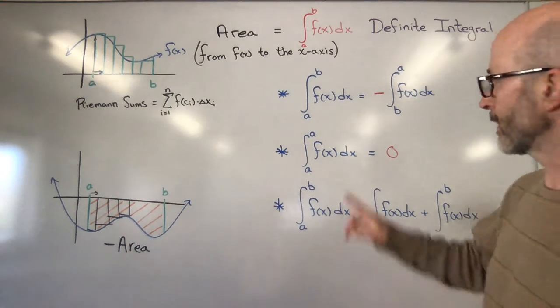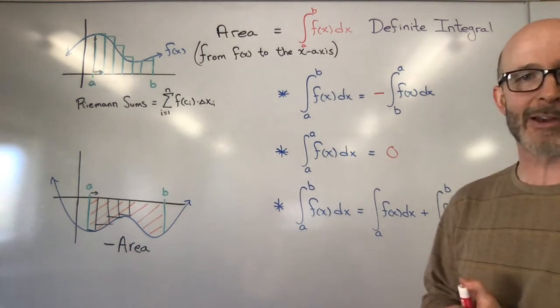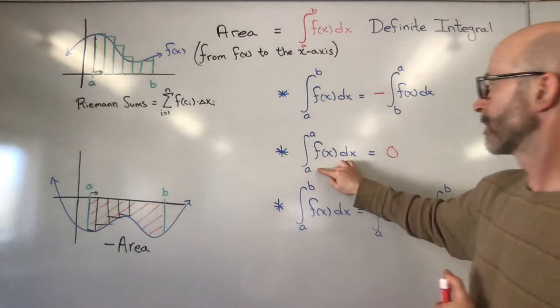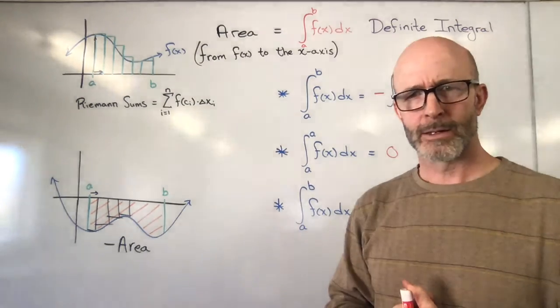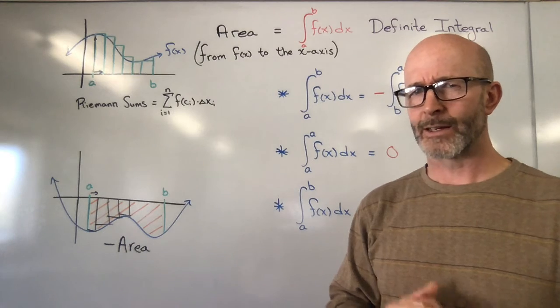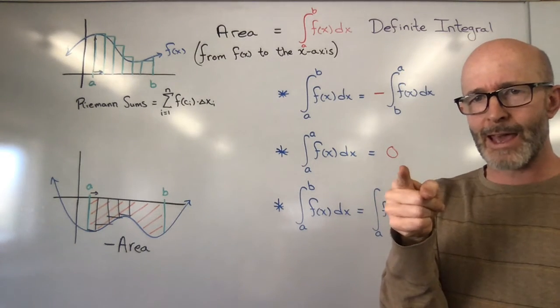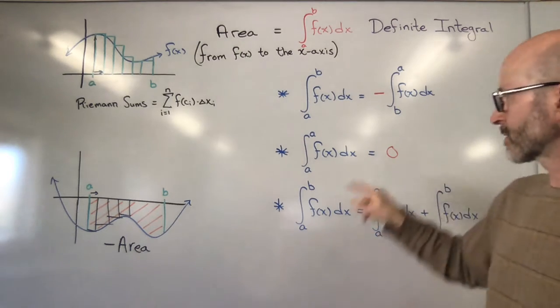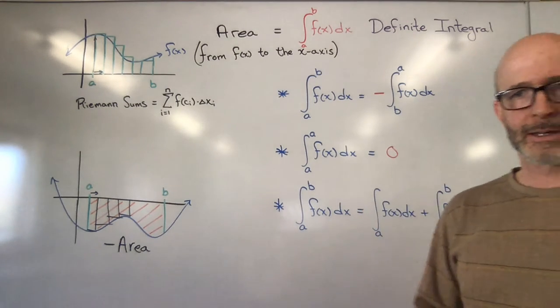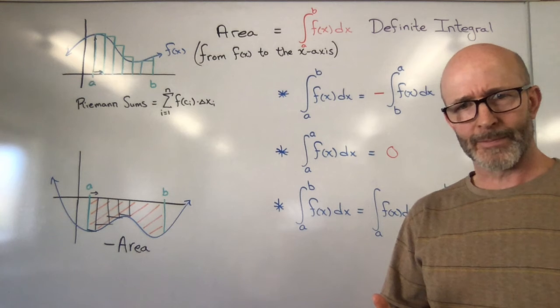Sorry if I rushed through that last one, but imagine I'm trying to find the area and I start at point A. And then I end at point A. That's not a very wide area, is it? I'm going from A to A. That's the same spot. The total width is about 0. Guess what the area is going to be? Guess what the integral is going to be?